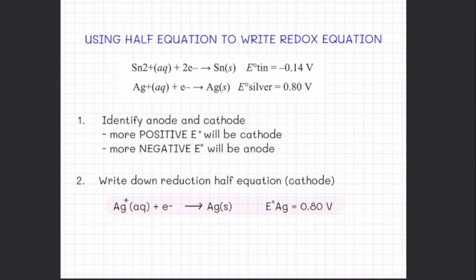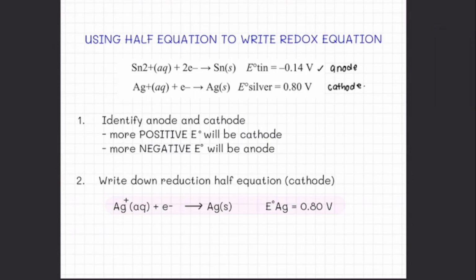As in our previous slide, the more positive will be cathode, the more negative will be anode. So we compare these two equations. This one is negative 0.14, and the other one is positive 0.8. Therefore, tin is anode, and silver is cathode.